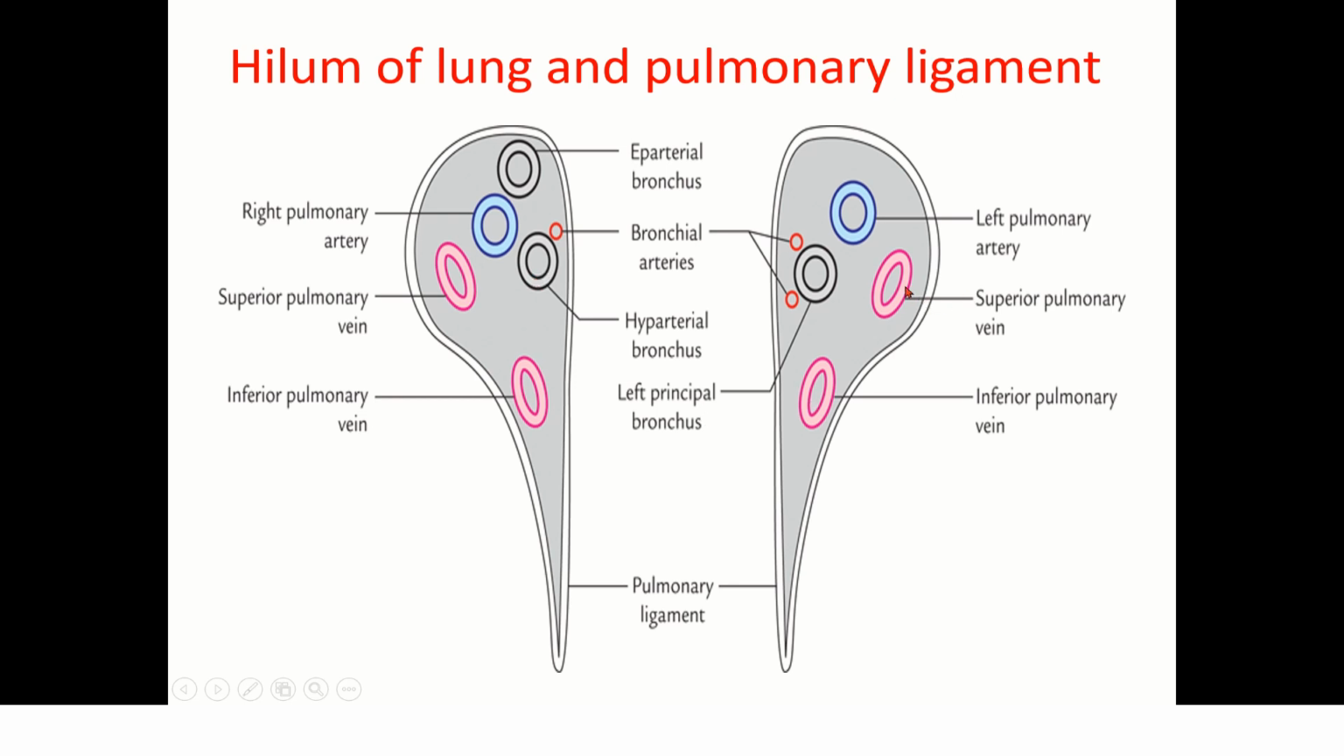So here also upper pulmonary vein, pulmonary artery and principal bronchus. Bronchial vessels always accompany the bronchus.